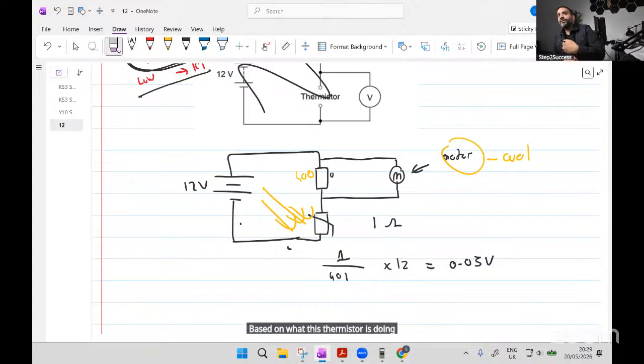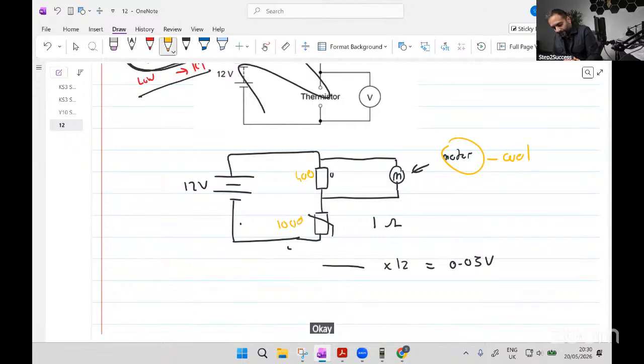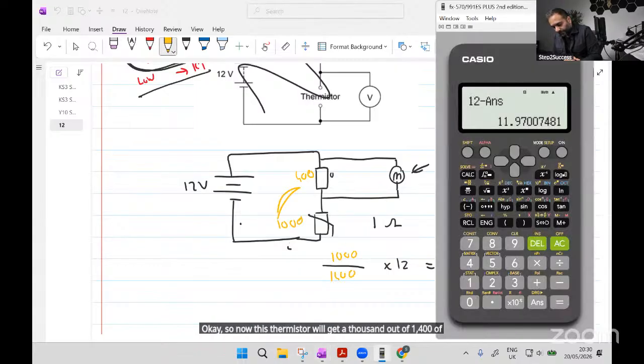And when the temperature gets really cold, then now the resistance of this will increase. So let's say it increases to 1,000. Okay, so now this thermistor will get 1,000 out of 1,400 of the 12.